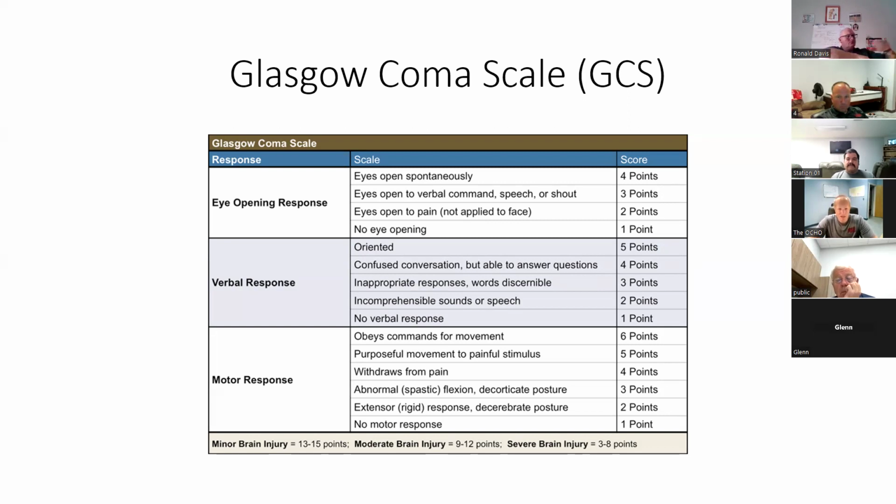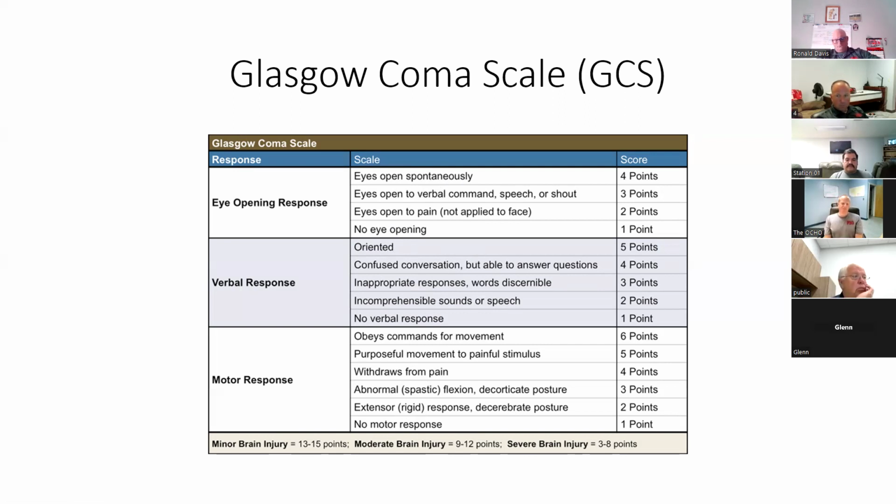Let's say there's a GCS of 10. Okay, well, if there's a GCS of 10, does that mean that the eyes are open to verbal, that they had inappropriate responses, and they withdraw from pain? Or does it mean their eyes didn't open, they were oriented, and they withdrew from pain? Or their eyes were open, they were confused, and they had decerebrate posture? You see, it could go many ways by just using the number.